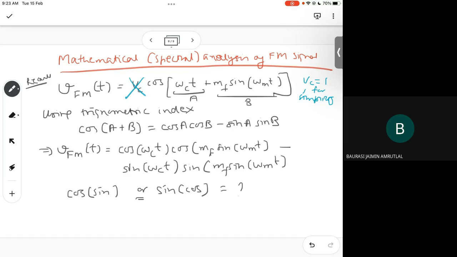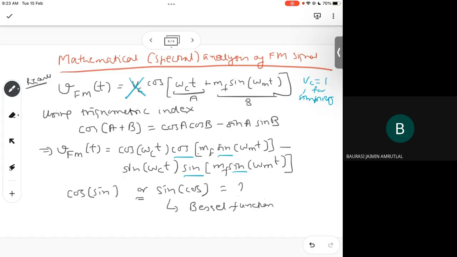I have to close the bracket also here because there are two brackets. Let me write very clearly: the cos of a sine or the sine of a sine. So how to solve such things? This is the challenge. We solve them using what we call the Bessel function. I don't know whether you have learned the Legendre function or Bessel function, but yes, you must have learned them in the first year.